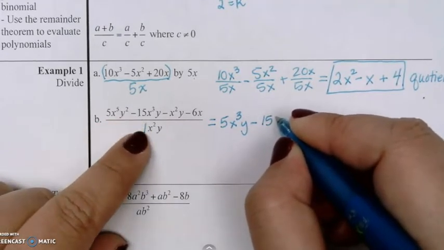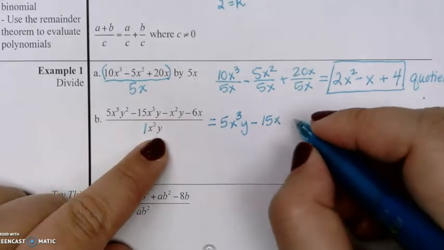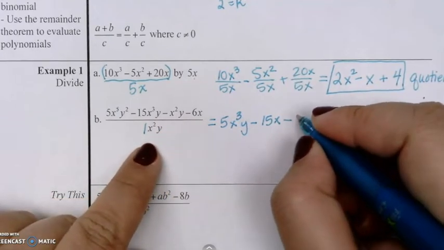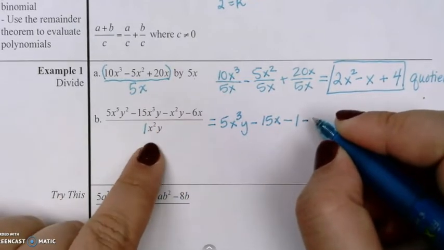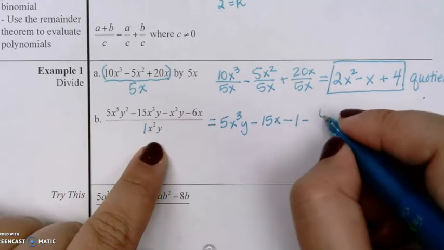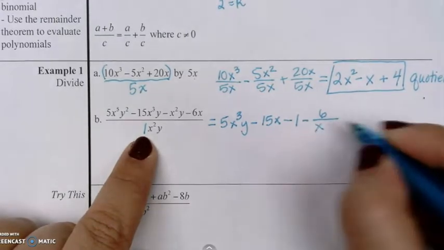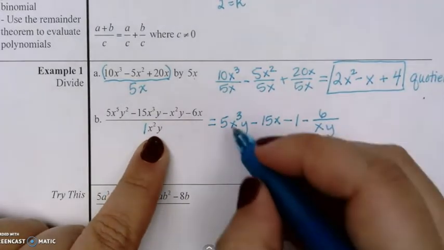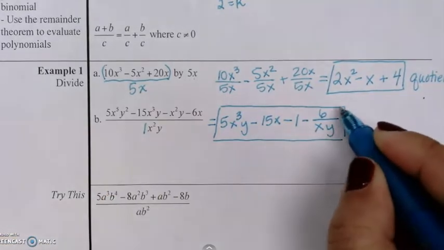minus 15x cubed divided by x squared is x, y divided by y, no y, minus 1x squared y divided by 1x squared y is just 1, minus 6x divided by x squared y. Now this time we are going to be left over with some denominators. So I have a 6 in the numerator. X divided by x squared leaves me over x, and then nothing, or 1 divided by y, leaves it over y. And so our quotient this time has a fraction in it, and that's okay.